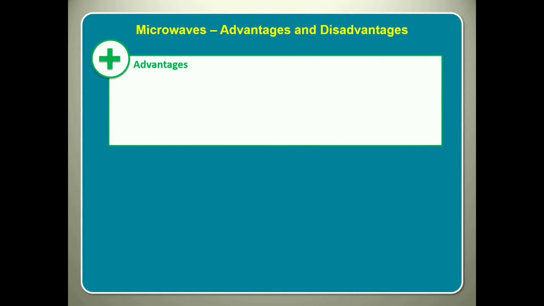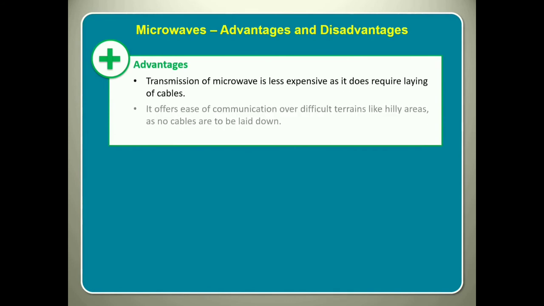Advantages of microwaves are: transmission of microwave is less expensive as it does not require laying of cables. It offers ease of communication over difficult terrains like hilly areas as no cables are to be laid down. It can carry 25,000 voice channels at a time.